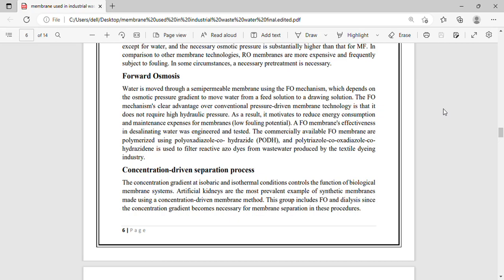The commercially available FO membranes are polymerized using PODH and polytriazole-co-oxadiazole-co-hydrazine, which is used to filter reactive acidities from wastewater produced by the textile dye industries.